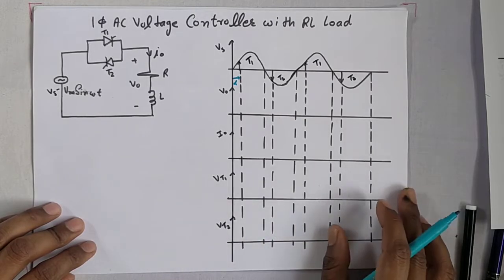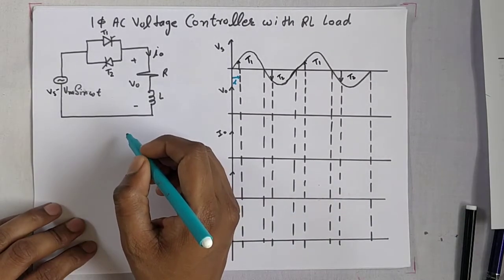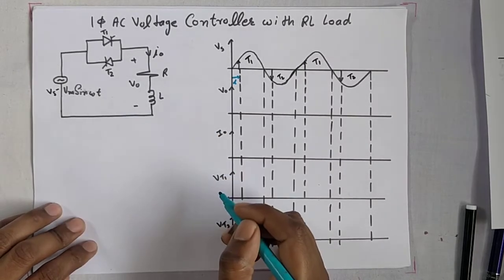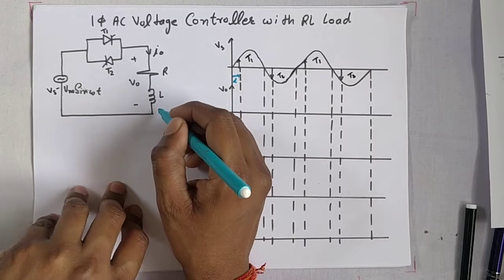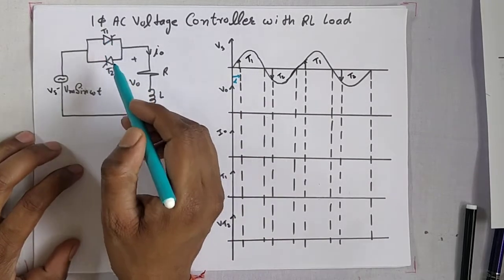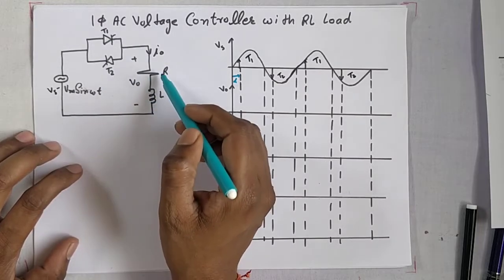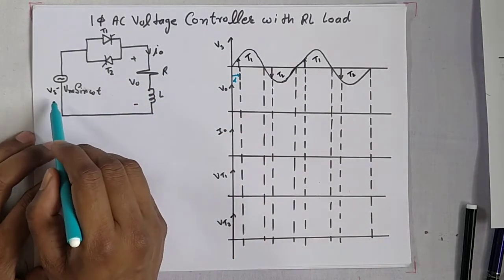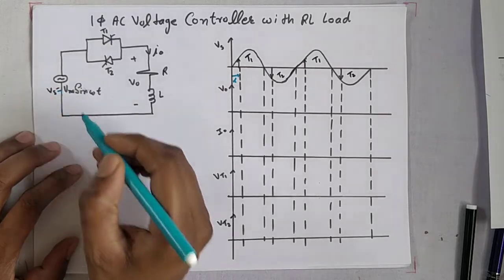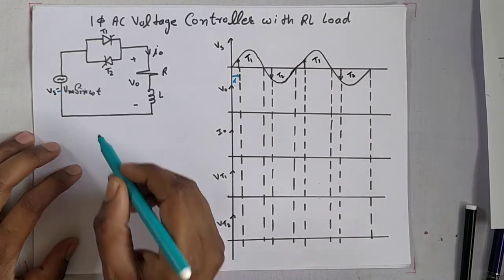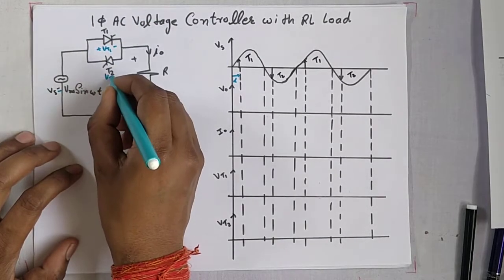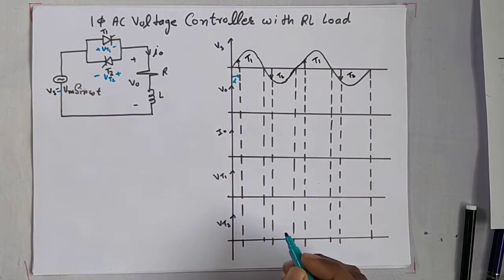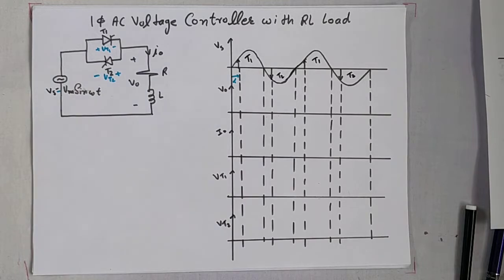So let's start. The working of the circuit diagram is the same as in the single phase AC voltage controller with R load. Let's see what is the difference when L is connected. So this is thyristor T1, this is thyristor T2, this is R, this is L. This is the input voltage Vs equal to Vm sin omega t, this is Vt1 plus minus, and this is Vt2 plus minus, the voltage across thyristor 1 and voltage across thyristor 2.